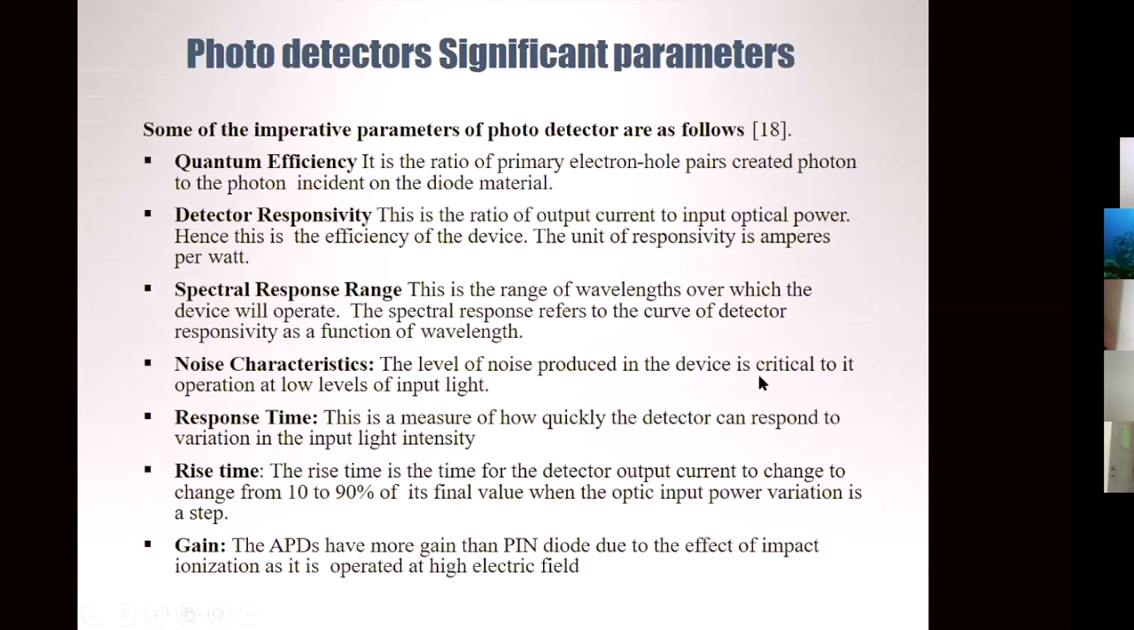But there are some significant parameters of photodiodes, like quantum efficiency, detector responsivity, spectral response range, noise characteristics, response time, rise time, and gain. These are the major significant parameters to achieve highly efficient photodetectors. The rise time is the time for the detector output current to change from 10 to 90% of its final value when the optical input power variation is a step. So basically, all these significant parameters should be considered to have higher efficiency.